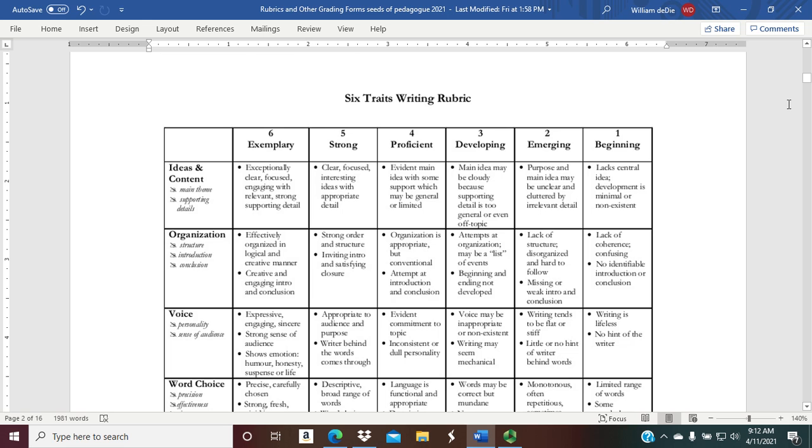This type of rubric is set up so it would follow a student from one grade to the next, and it would trace their development as a writer. A student who was in, say, 5th, 6th, or 7th grade would probably be earning a 1 or a 2. 8th, 9th, 10th grade would earn a 3 or a 4, and then by 11th or 12th grade would be earning 5s or 6s.